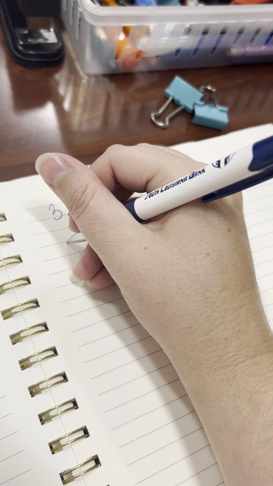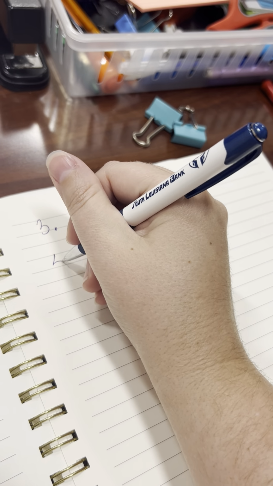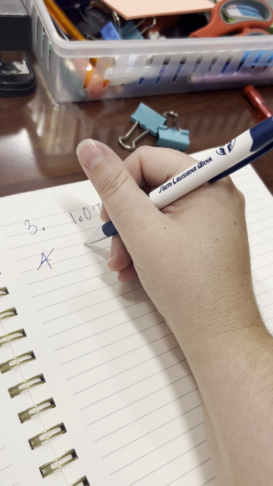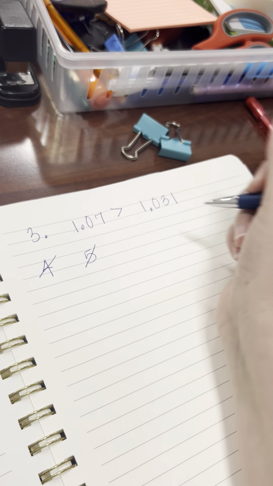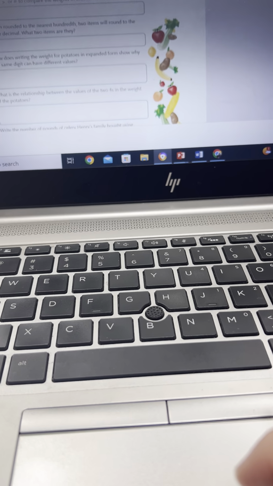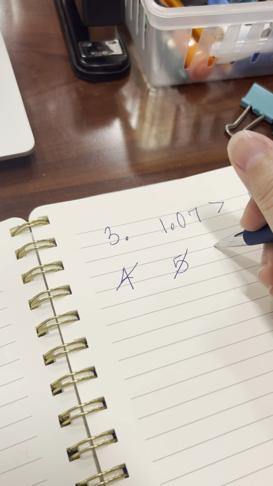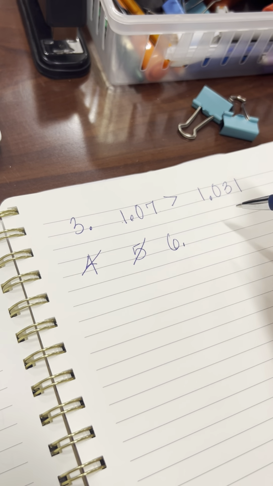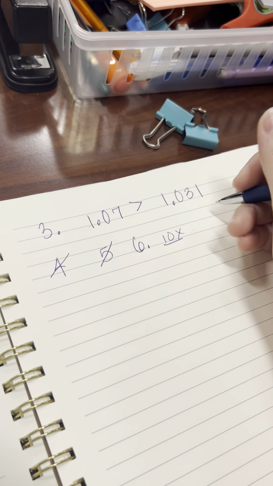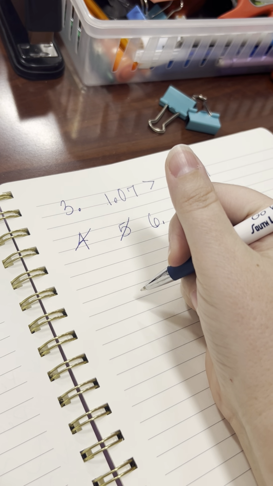All right, let's see. Number 4, we're skipping. So bye-bye, number 4. Number 5, we're skipping. Let's see. I believe we skipped number 6. And it was just 10 times if you wanted to look. They just asked this question more than one time.